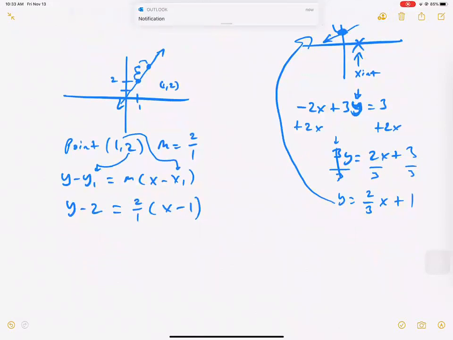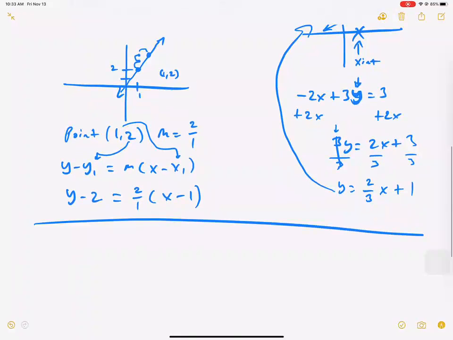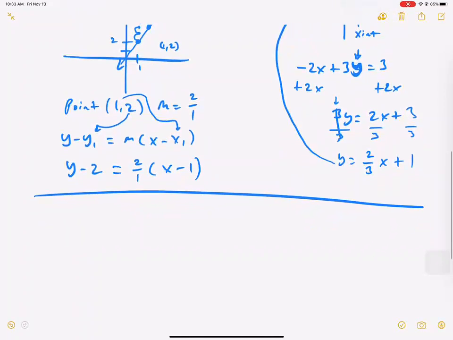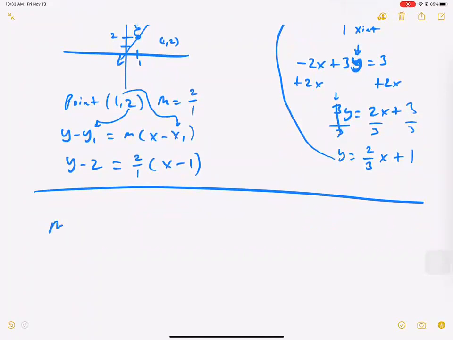Now, that's the basic idea, honestly. If I give you guys this, what if I write m is 5 and our point is 2, comma 3. Write the equation in slope-intercept form.